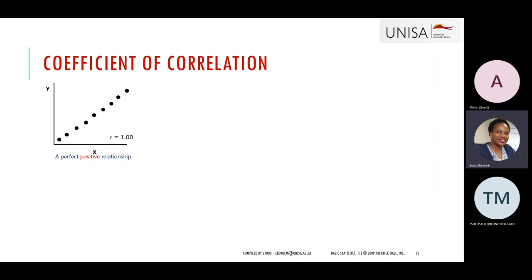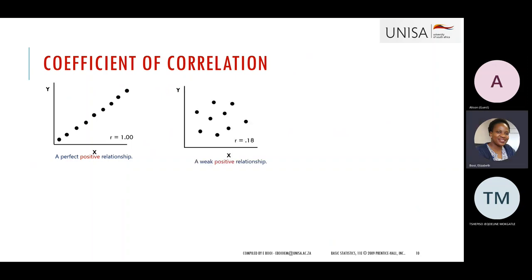For example, if you look at this scatter plot, all the dots are lined up. It clearly shows from the scatter plot that when the values of x are increasing, the values of y are increasing. And because the dots are in a straight line, usually the r for this kind of scatter plot will be equal to 1. And when r is equal to 1, in terms of the direction, because it is positive, we say it is a positive relationship. And when it is equal to 1, we say it is a perfect relationship because everything lines up.